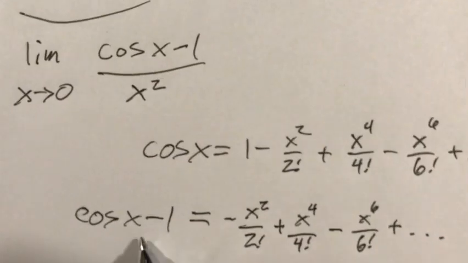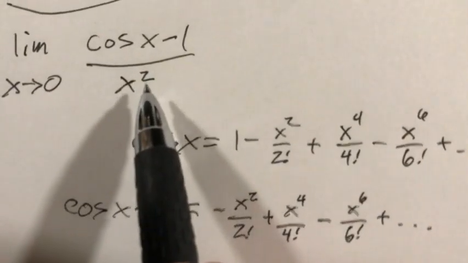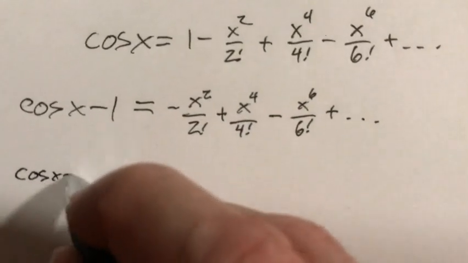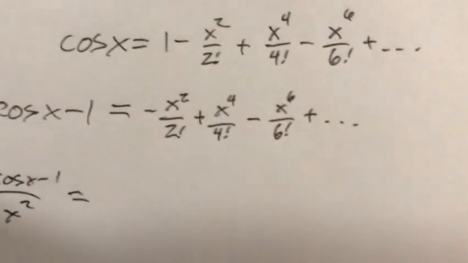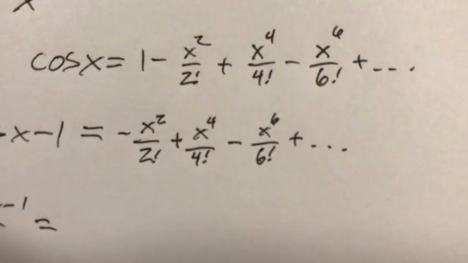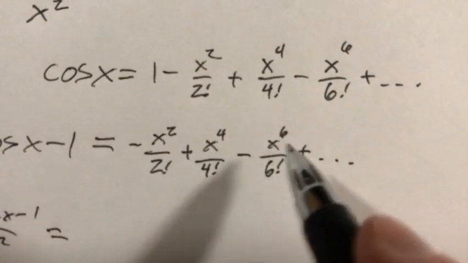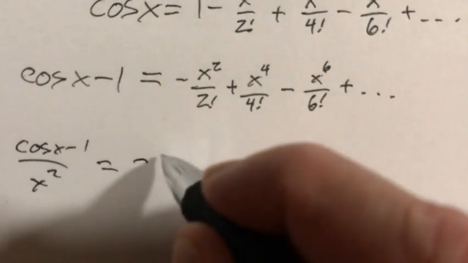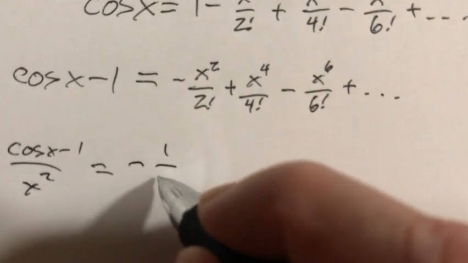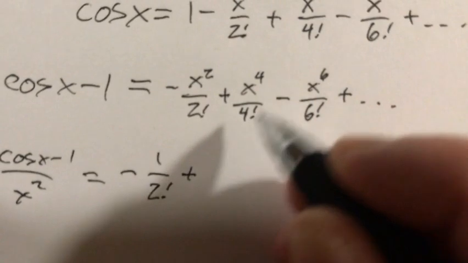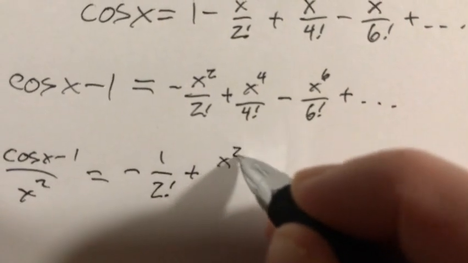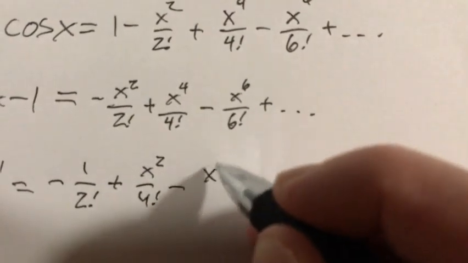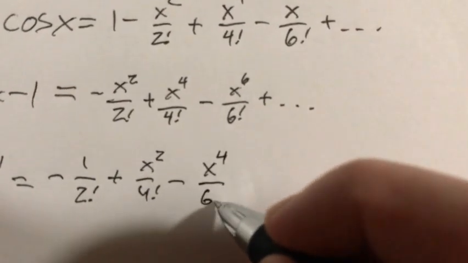Anyway, this is cosine of x minus 1. I want cosine of x minus 1 over x squared. So let's do that. Cosine of x minus 1 over x squared is just going to be what I had so far divided by x squared. So I'll just take the power of each of these and reduce it by 2 because I'm dividing away an x squared. And I'm left with negative 1 over 2 factorial plus x to the 4th divided by x squared leaves me with x squared over 4 factorial. X to the 6th divided by x squared leaves me with x to the 4th over 6 factorial.